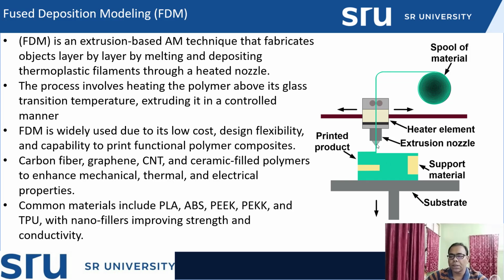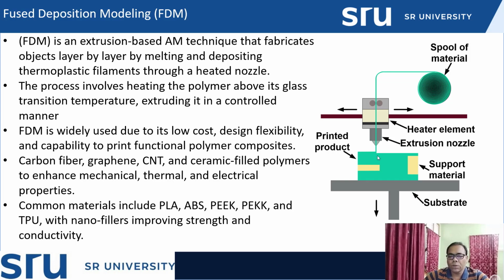So that material will come out and deposit on this surface, and then layer upon layer printing will take place to form the final product. So in this way the product will be manufactured. This process involves heating the polymer material above its glass transition temperature and extruding it in a controlled manner. In the controlled manner, only the quantity of heated material required to be deposited onto the surface will come out, and then it will be deposited on this surface.